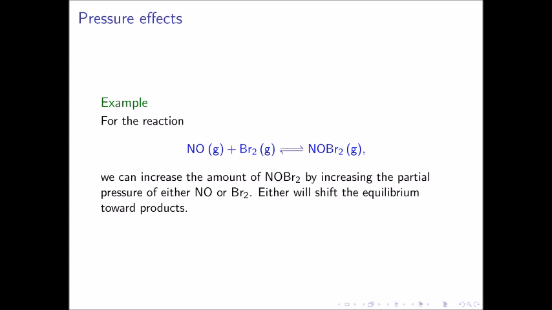As an example, let's consider the reaction of nitric oxide gas plus bromine gas, forming NOBr2 gas. To increase the amount of products, we can increase the partial pressure of either nitric oxide or bromine. Either of these will cause an excess of reactants, which must be reacted off. The equilibrium will then shift toward products.